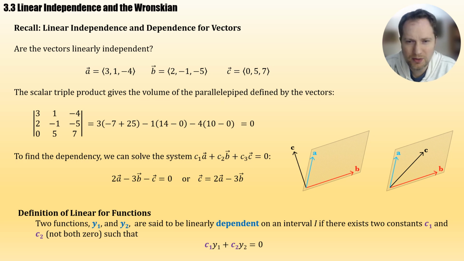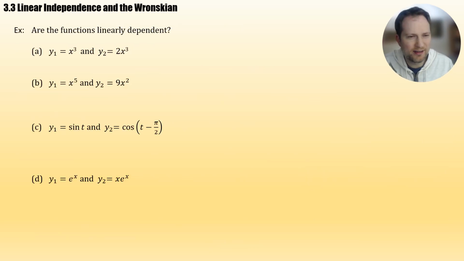For functions, the situation is much the same. It's really the same thing. If two functions, let's say y1 and y2, are linearly dependent, then the same relationship holds, that there's some linear combination of them with non-zero constants, C1 and C2, let's say, that equals 0. Let's try this with a few functions. Give it a second here and take a look at each of these and see if you can figure out whether these are linearly dependent or independent. You can do them pretty easily by inspection.